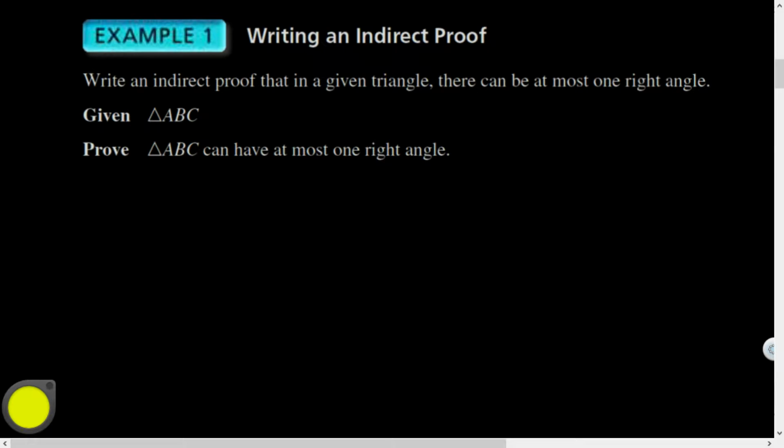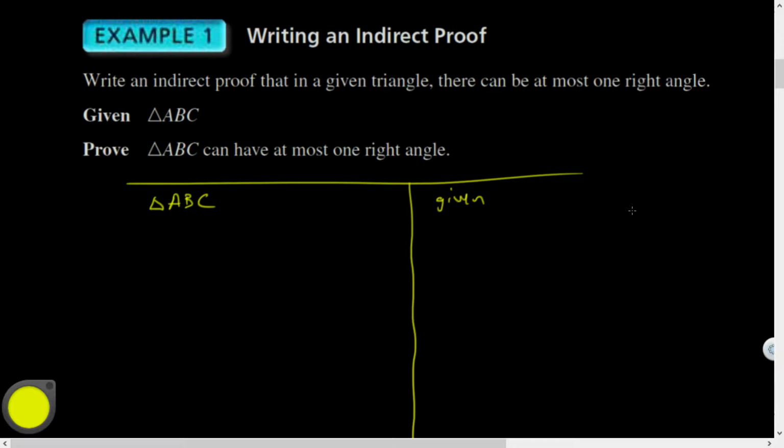Write an indirect proof that in a given triangle, there can be at most one right angle. So I've got triangle ABC exists. That's given. The book is doing a paragraph proof, but we'll just do two column. Let's say triangle ABC. Let's say angle A and angle B are right angles.